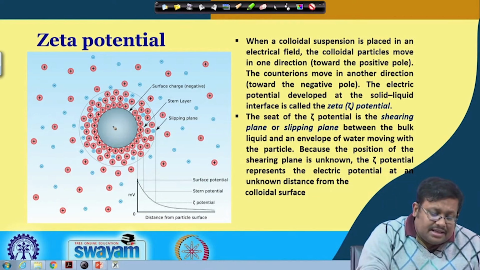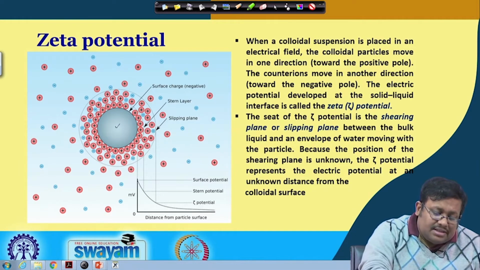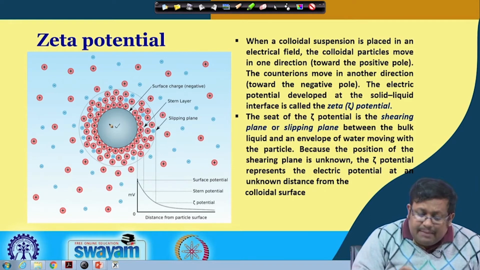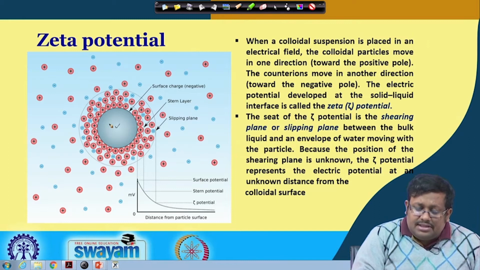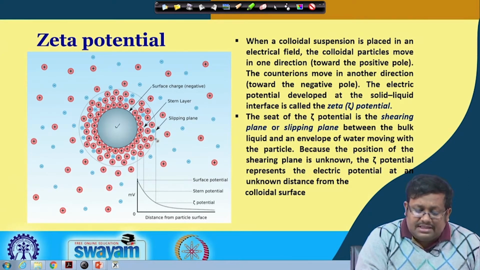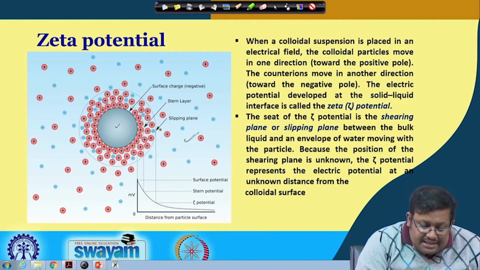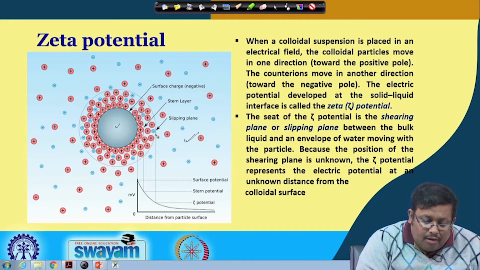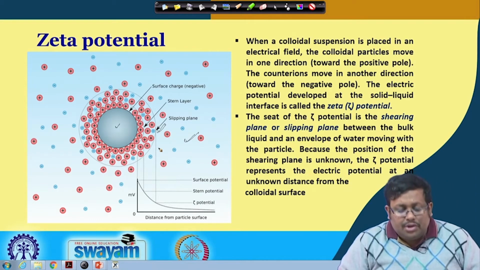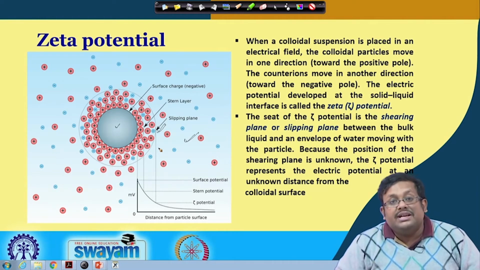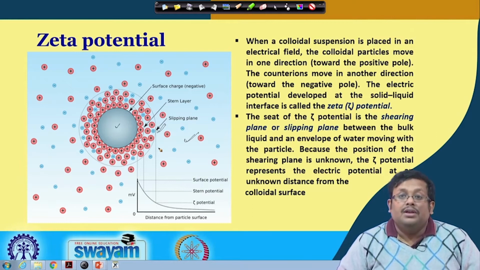So, if we consider this is a particle and there is an envelope of water surrounding the soil particle, the slipping plane is the plane which occurs at the juncture of the bulk solution and the envelope of water. Here is the bulk solution, and here is the envelope of water. At the junction of the bulk solution and the outer boundary of the liquid film or envelope, this is called the slipping plane, and this slipping plane is the place where the zeta potential occurs. Remember that because the position of the shearing plane is unknown, the zeta potential represents the electric potential at an unknown distance from the colloid surface.